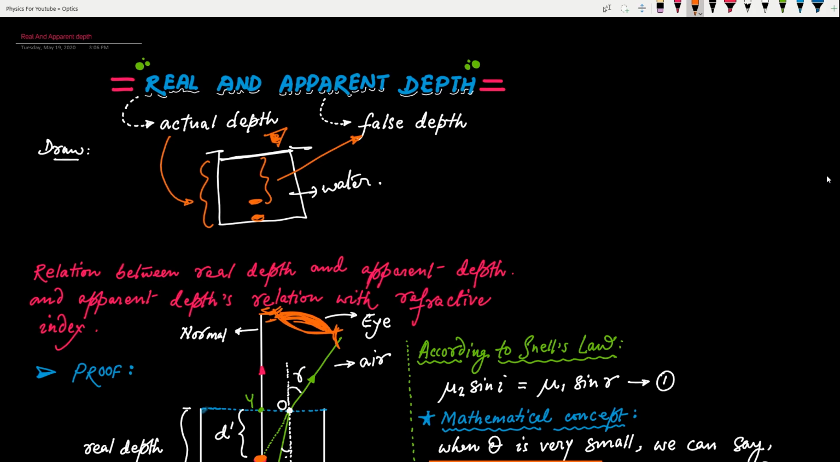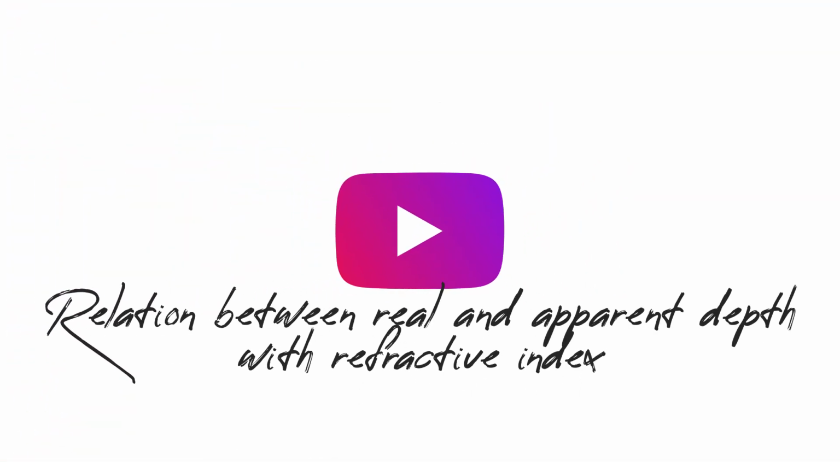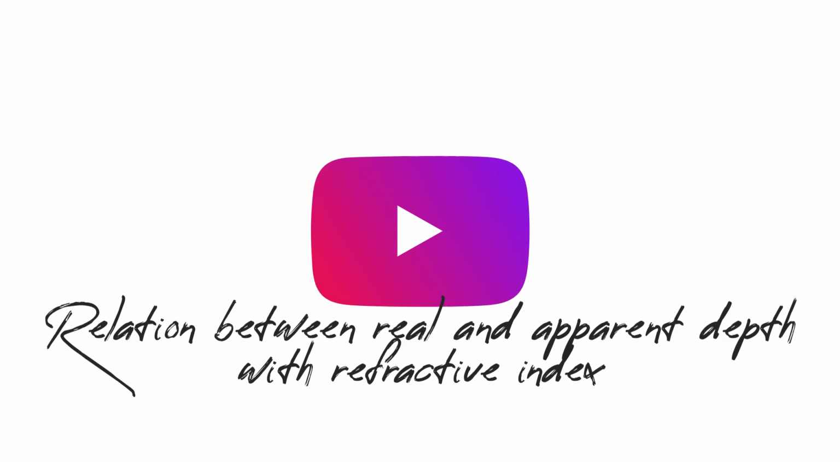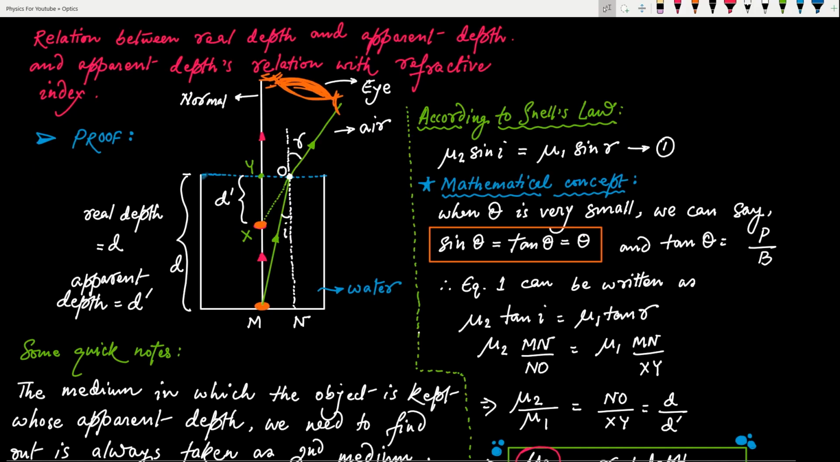Okay, so let's see. There is a proof. So this experiment will give us the relationship between real depth and apparent depth, and how apparent depth is related to refractive index. Now look into this figure and things will be very easy. Now, if you look into this figure, you'll see that this is the beaker, as you can see, and it has water kept in it. Okay. Now, this is the water.